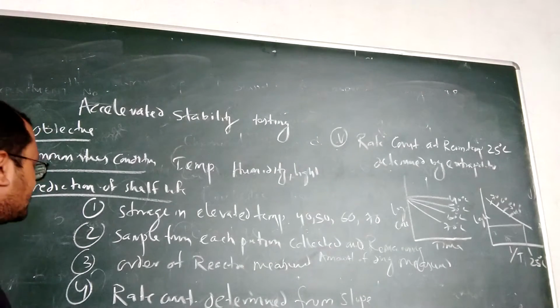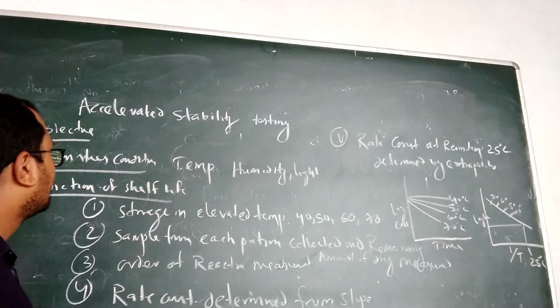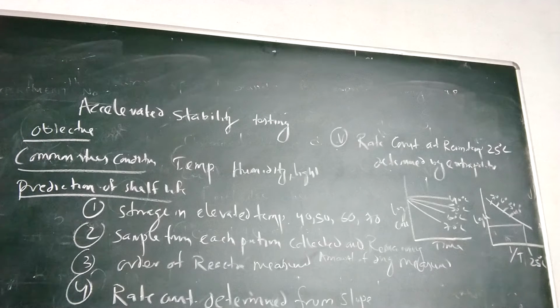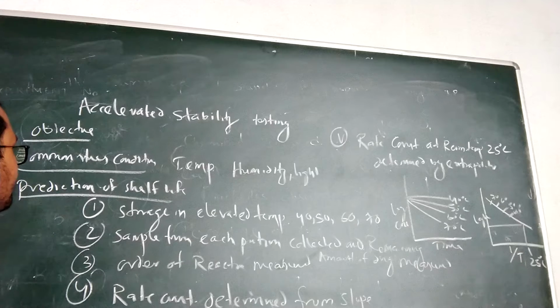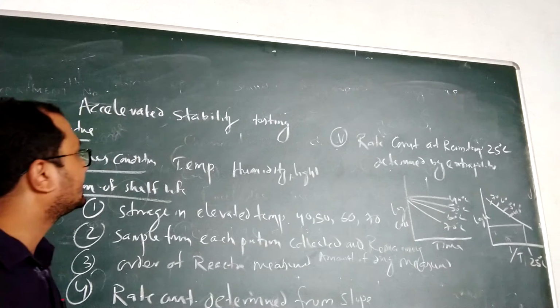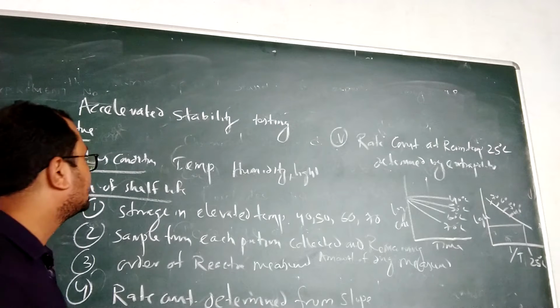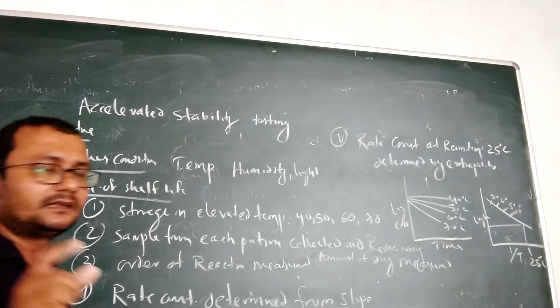Generally, there are so many types of objectives. That means for the rapid selection of the best formulation, to predict the shelf life of the product, and as a rapid means of quality control of the drugs, we are going for accelerated stability study. These are the objectives. Now coming to the conditions, the common stress conditions we are applying in stability testing.